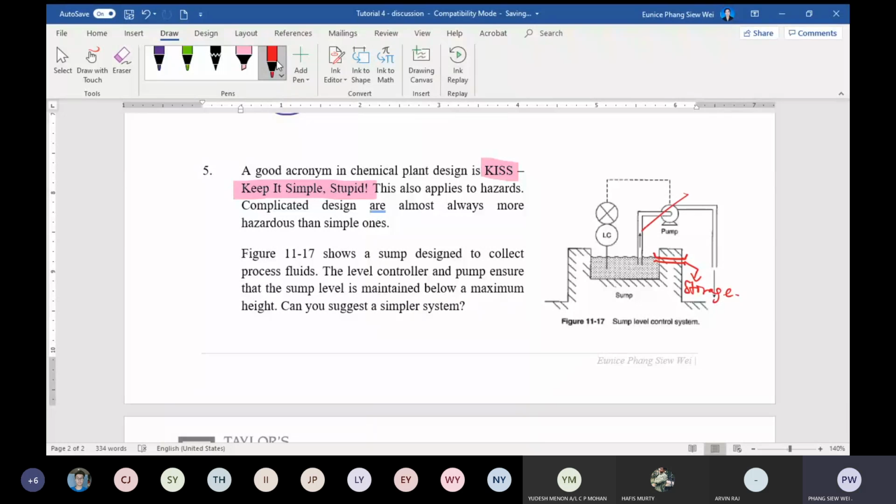You don't need this pump. You don't need this level controller. You don't need all this. All you need is to open it at the maximum level that you know it will overflow, and then to a place that you want it to store. Simple. You don't have to do pump maintenance. You don't have to do controller maintenance. You don't have to do valve maintenance in this case. Got it?